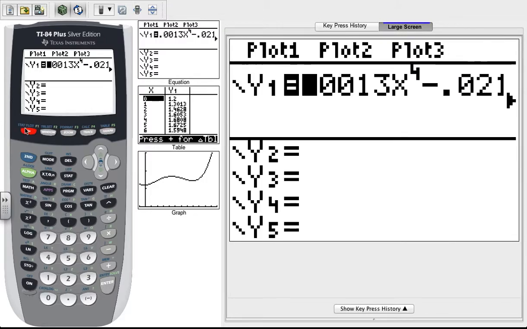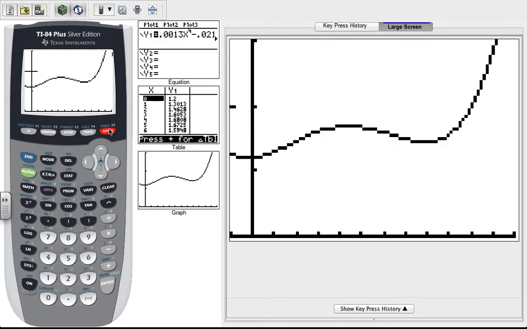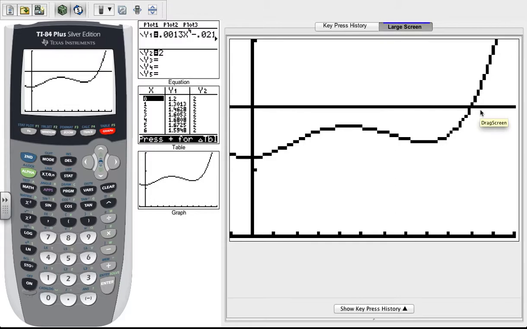So what I do is, back in my y equals screen, I put in y equals 2. And what this does is it gives me a horizontal line at y equals 2. Now I have to figure out where these two lines meet. I need to find out where the curve of this function meets my line for y equals 2. That's going to show me the number of years it's going to take from 1992 to reach 2 million.